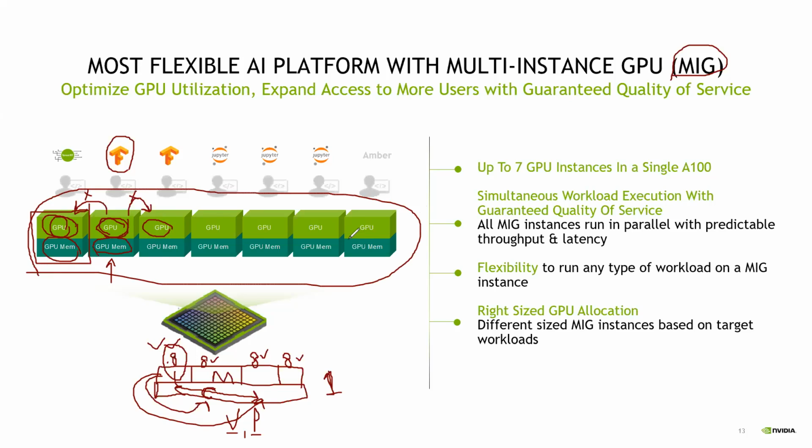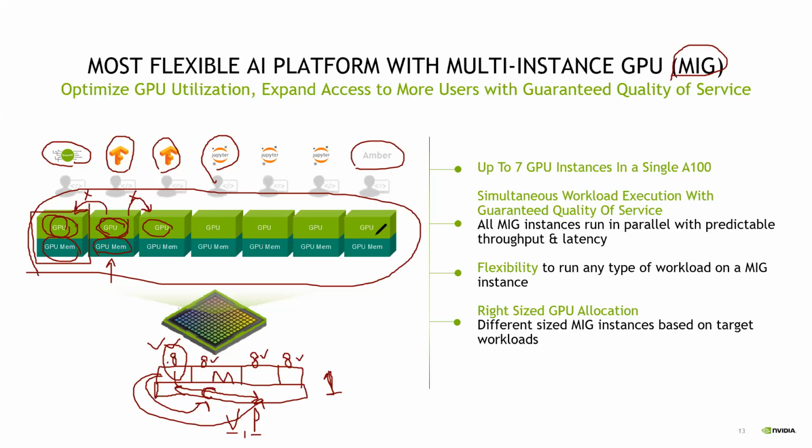I'll talk more about the profiles when we are doing the hands-on session. But right now I just want you to understand how the slicing is happening. So there must be users who are running their Jupyter notebook, there must be users who are running some TensorRT job, some TensorFlow job, some Amber job.